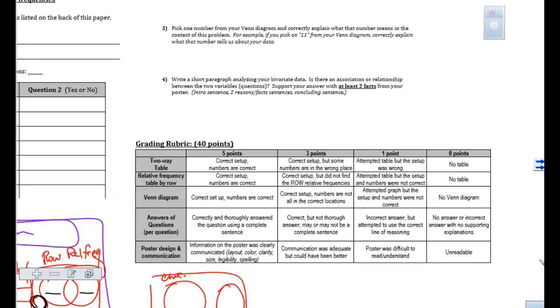You're correct, but the answer may or may not be a complete sentence. So if you don't like using sentences, I'm going to take off points. Correct answer, attempted to correct. And then the poster design. Information on the poster was clearly communicated. You laid it out. There was color, there was clarity. I could read it nicely. So I will tell you, if you look at some of the ones in the Team Center that you guys did for that in the front, you could probably put it on the back of this. You want to put it on the front? You can put it on the front. Okay?